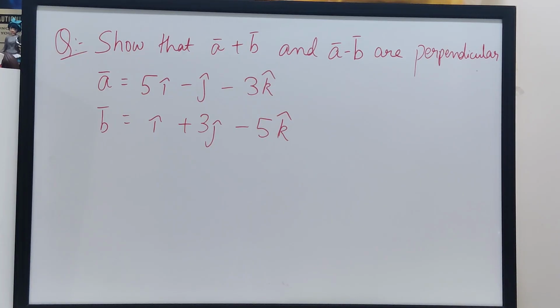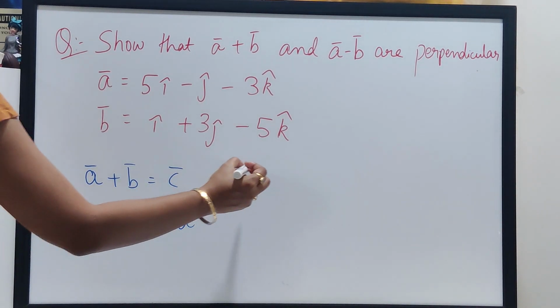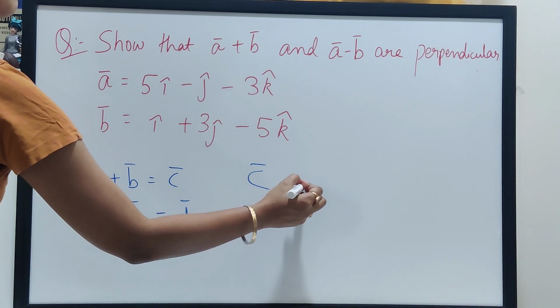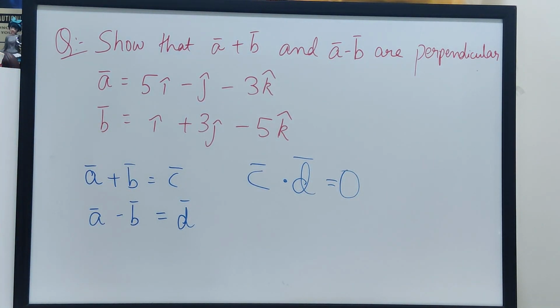Next question, show that the vectors a plus b and a minus b are perpendicular. So the first step is calculate a plus b and a minus b. For a plus b, let's say c, and a minus b we keep the value as d. So c dot d, if it is perpendicular, then the dot product will be 0. So let's calculate.